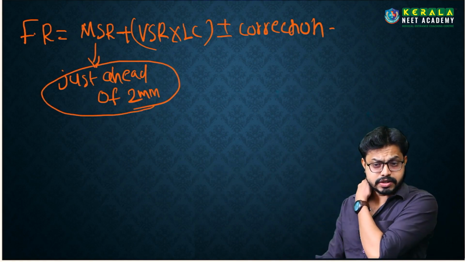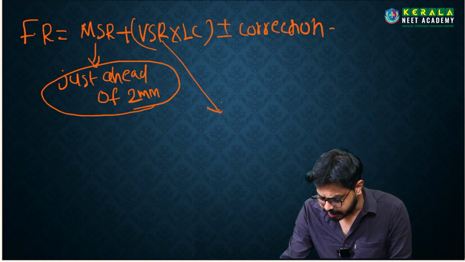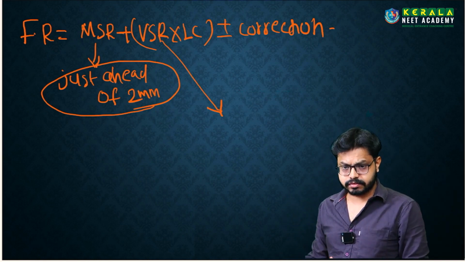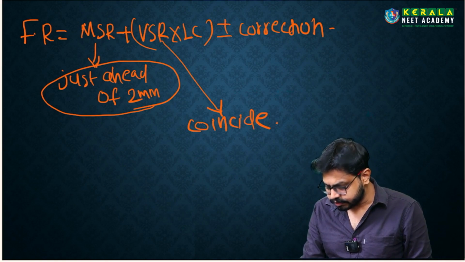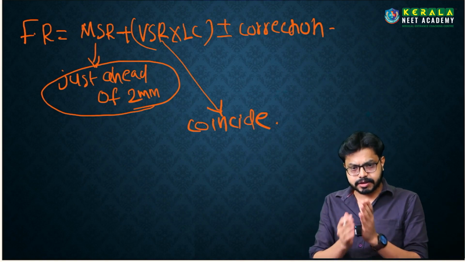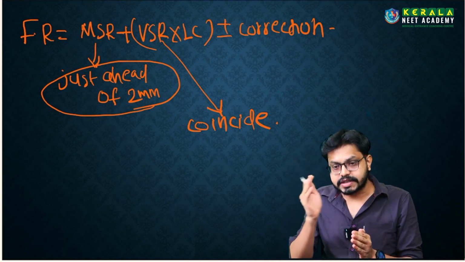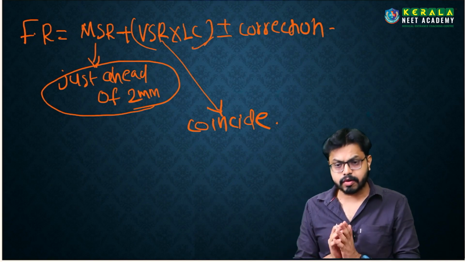Okay? That is the method I told you to easily identify the question. Vernier scale reading, VSR. VSR is easy to find and it gives the coincide value. In the vernier scale, how many divisions coincide with the main scale, that is known as the VSR. We have already talked about the least count.